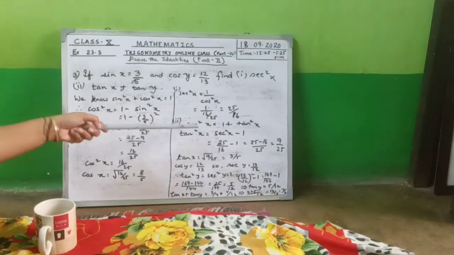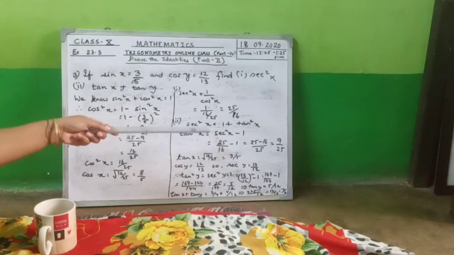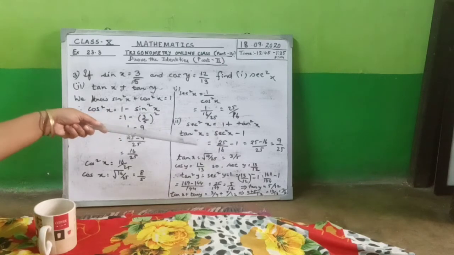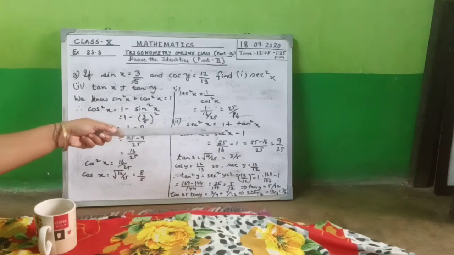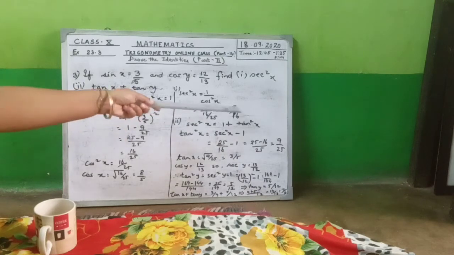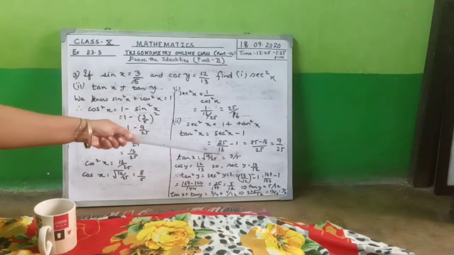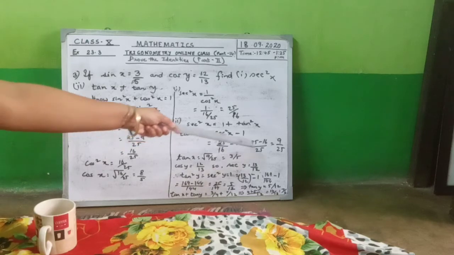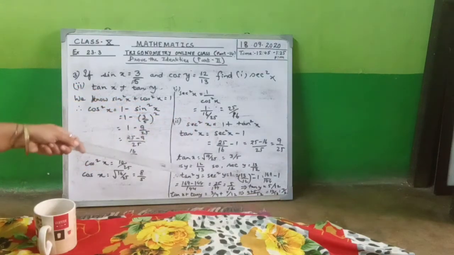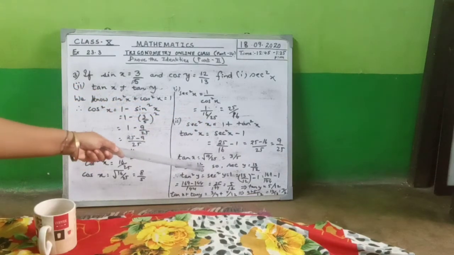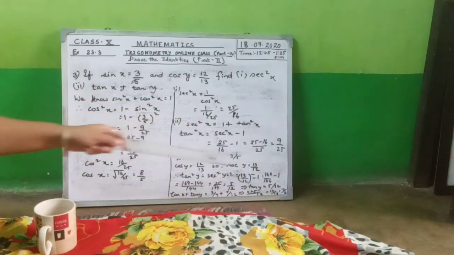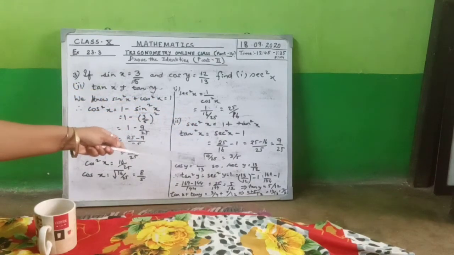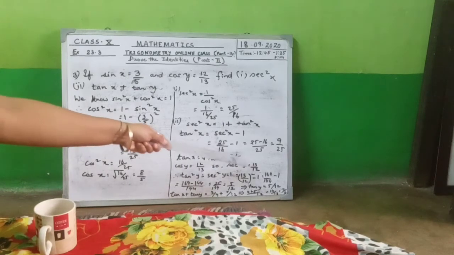Now we know sec square theta is equal to 1 plus tan square theta. So tan square x is equal to sec square theta minus 1. So what is sec square theta? 25 by 16. So 25 by 16 minus 1 is equal to 9 by 25. So what is tan x? Since tan square x was 9 by 25, then tan x is root over of 9 by 25, that is 3 by 5.